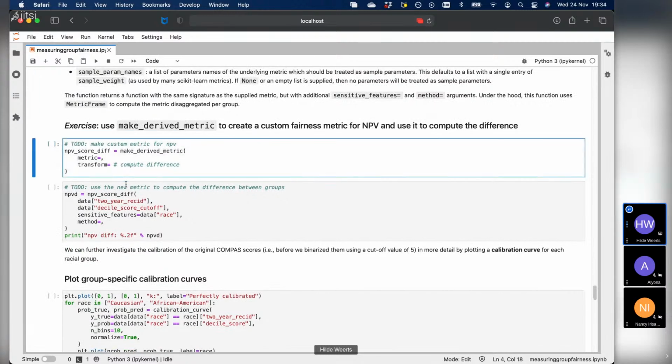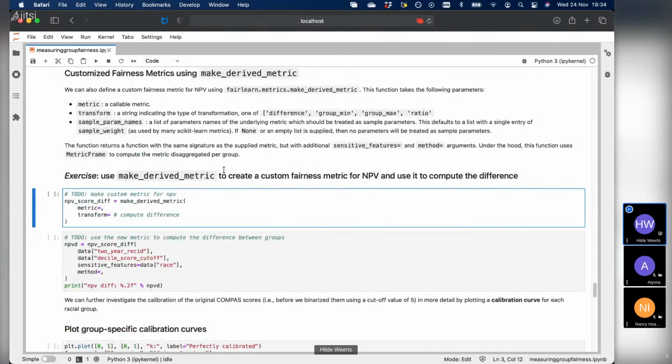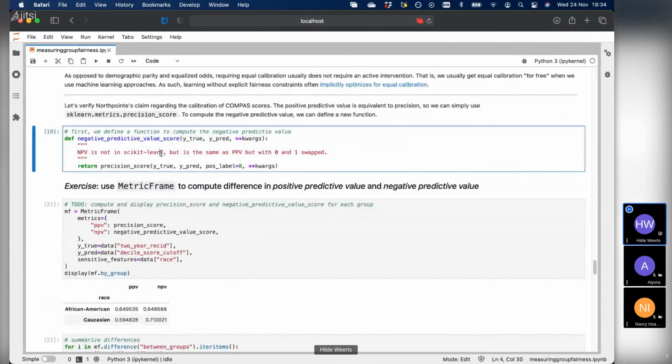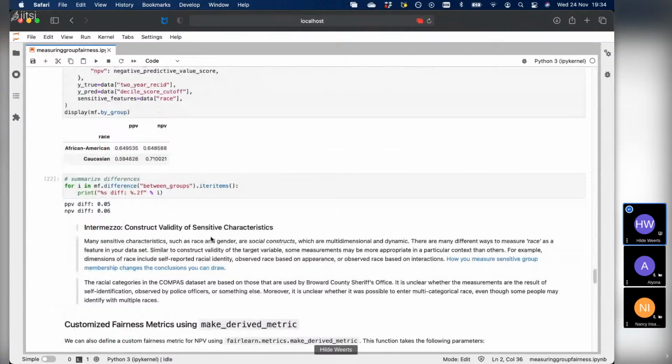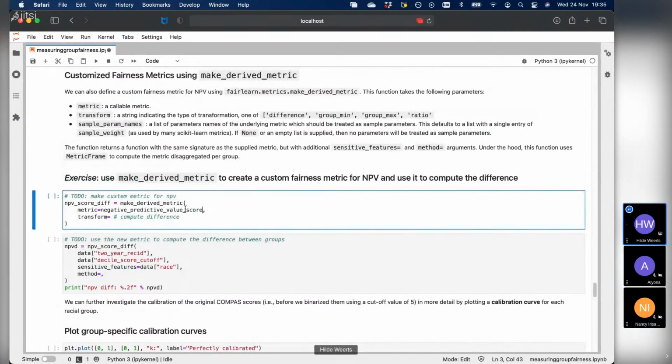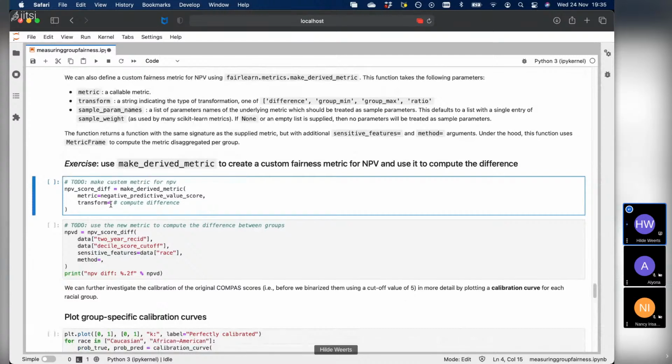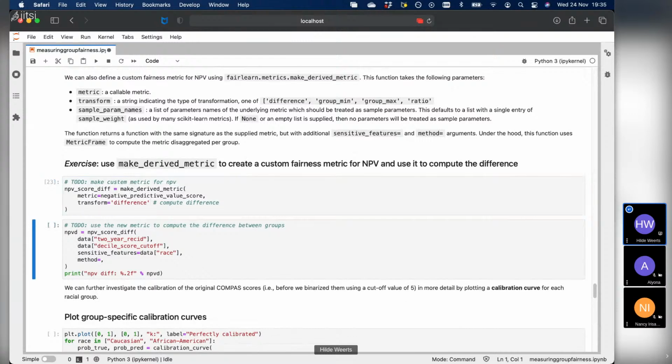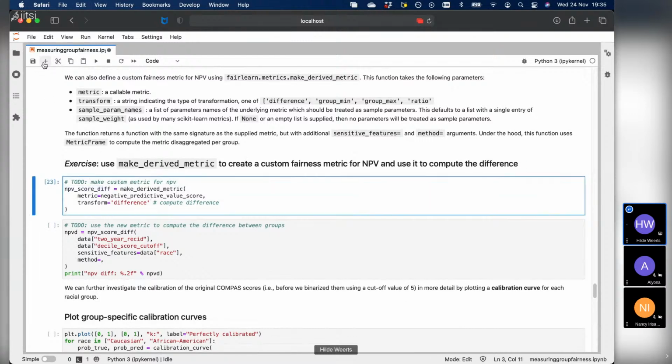So we can make a custom fairness metric for the NPV one that we've discussed before. So let me go back. I already selected it. Right. So this is where we introduce the callable, and then let's just use the difference here. So now we have this function.